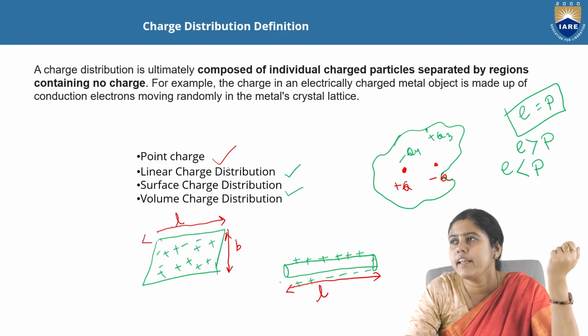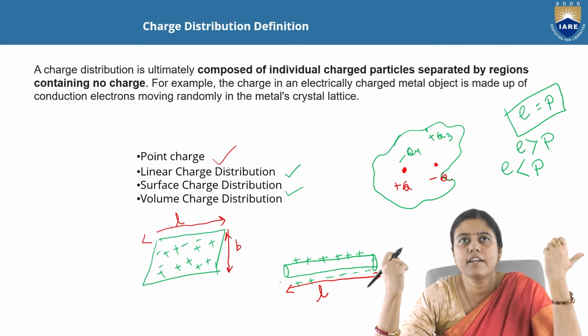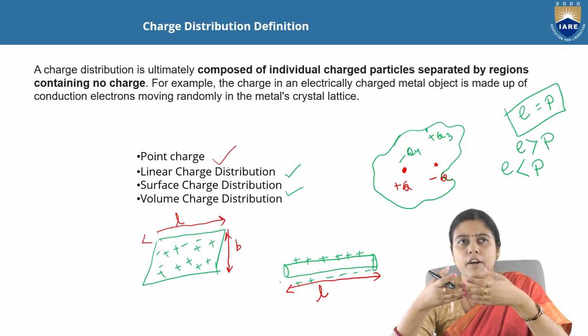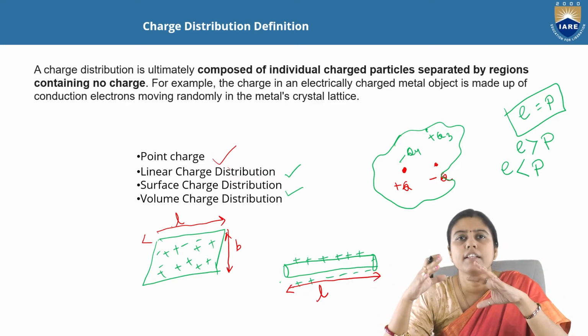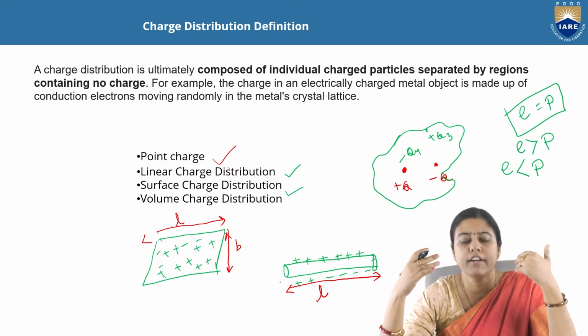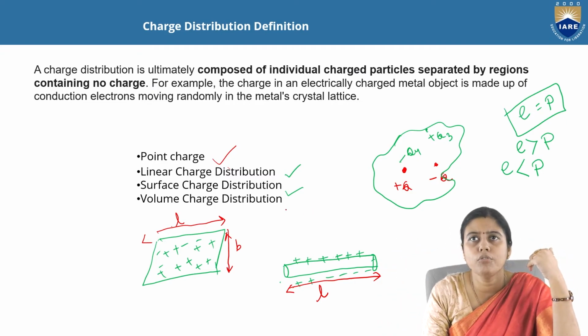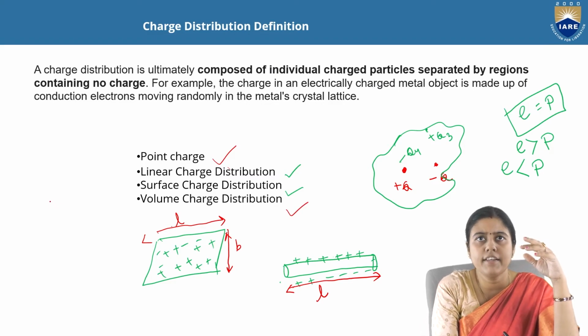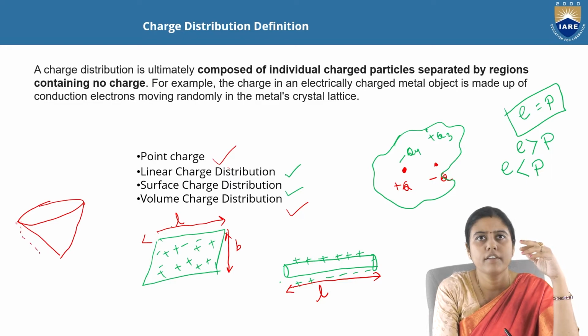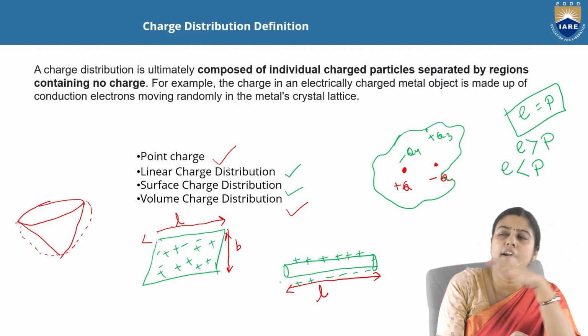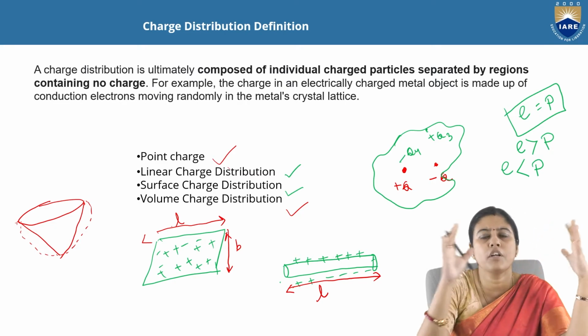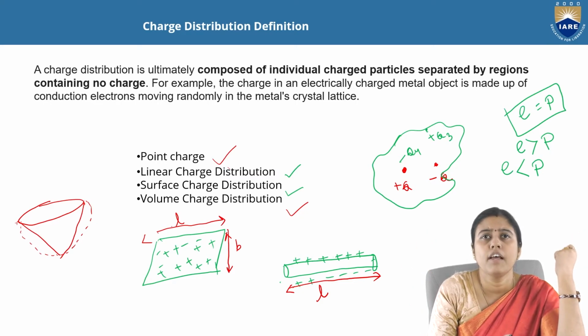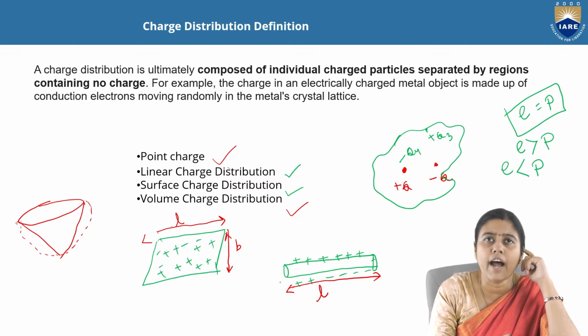Next is the volume charge distribution. If there is any electrical apparatus or any electrified thing, the charge is distributed all over the thing, and this is called the volume charge distribution. You can think of a ball, and if we cut the ball, we will get a cone. Or we can think of the example of the mother earth. There are many charges distributed all over the earth.